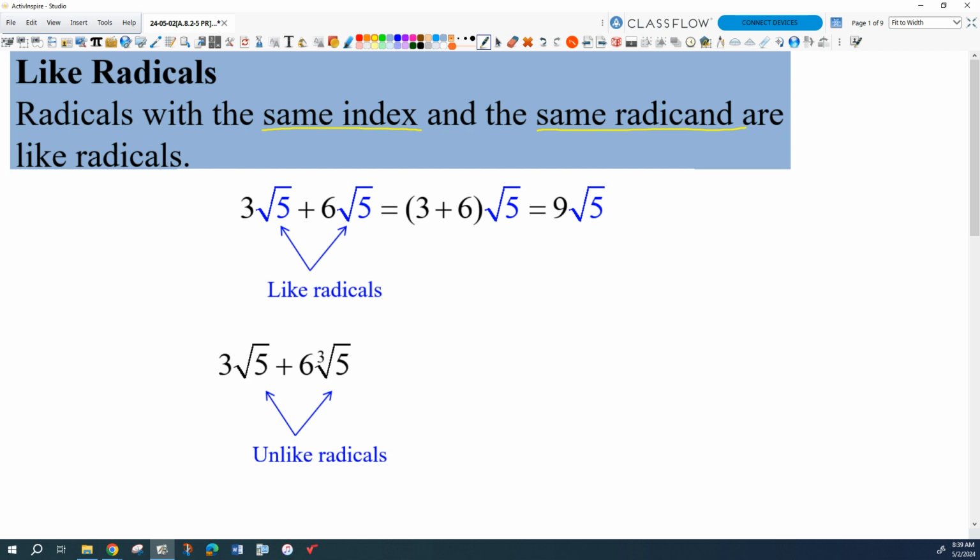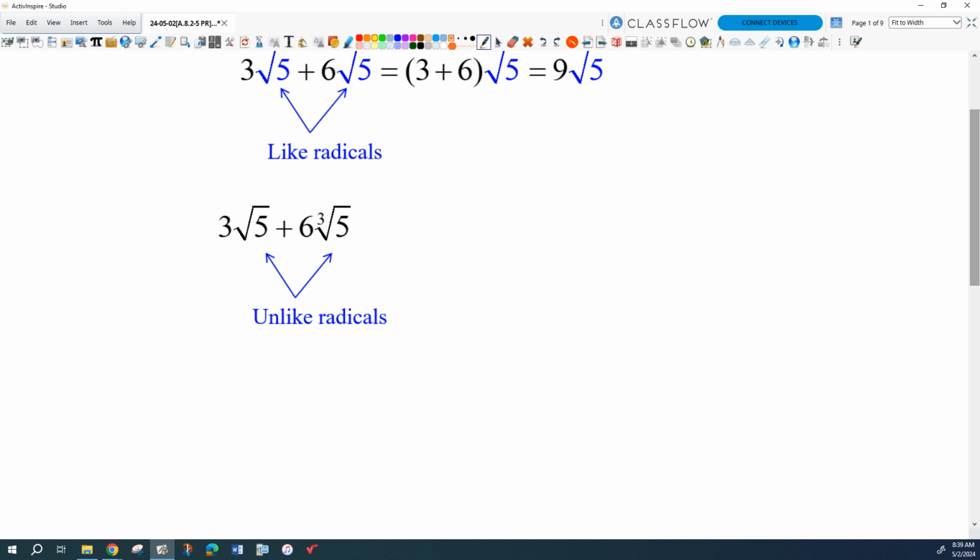So here's an example where these are like radicals because they're both square roots of 5, right? So we can combine those just like we had 3x plus 6x would give us 9x. Here we get 9 times the square root of 5. Here's an example of unlike radicals that can't be combined. Even though they have the same number inside, which looks good, notice that this one's a cube root and this one's a square root, so they're different. Can't combine them. Okay? Give me a 1 to 5. You guys have talked about this, I'm sure. Is that making sense? Okay.